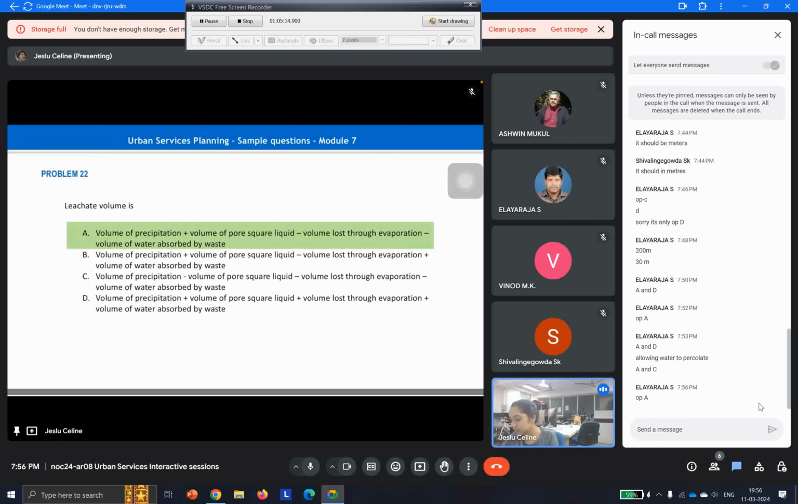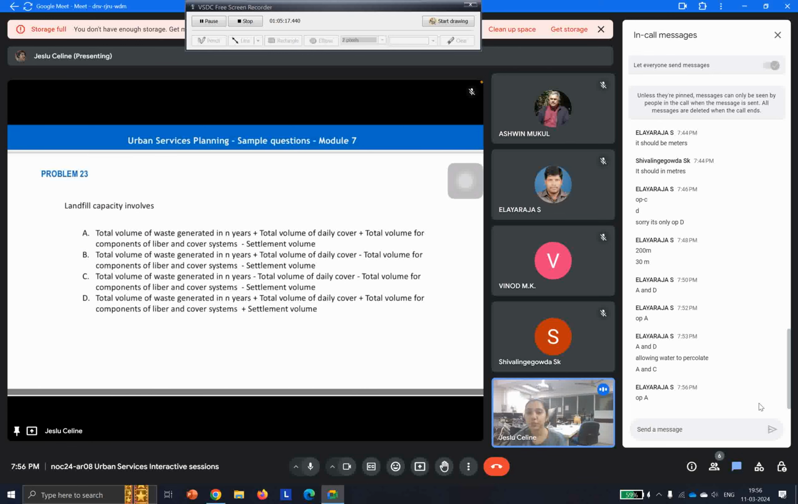Let's proceed on to the last question. Landfill capacity involves which of the following? Total volume of waste generated in n years plus total volume of daily cover plus total volume of components of liner and cover systems and minus settlement volume. In option B, we are subtracting the total volume of components and along with subtraction of settlement volume. And in option C, we are subtracting everything from the waste generated. And in option D, we are adding everything up, which is the correct answer over here.